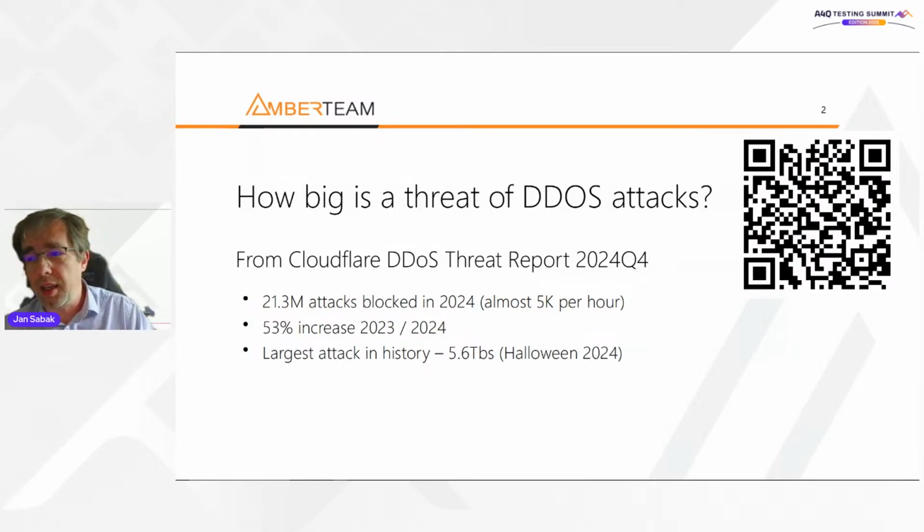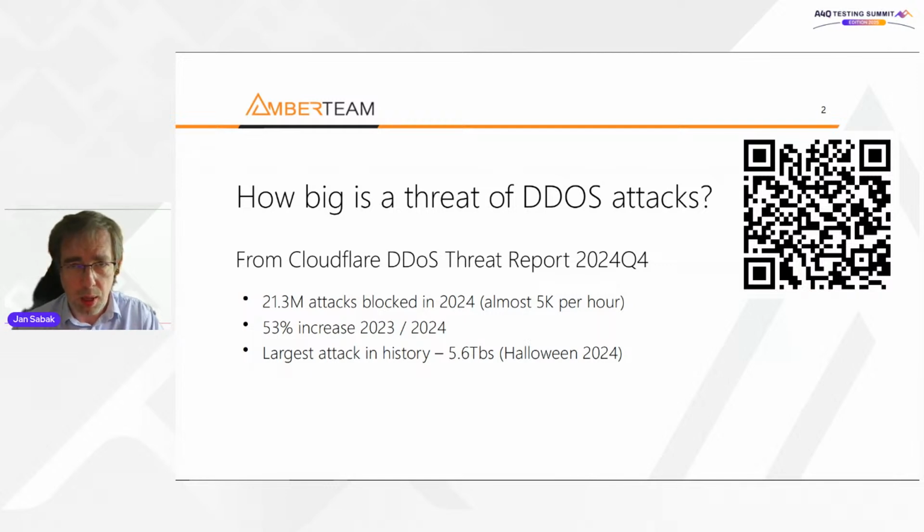And on Halloween 2024, there was the largest attack observed by Cloudflare, of course, because maybe there were some attacks that were not observed or blocked. This largest attack was 5.6 terabits per second of throughput. You can compare it to your home internet connection. Probably you don't have a terabit connection, nor does your organization. The average DDoS attack is around 5 megabits per second. So this largest attack was 1,000 times more than average.